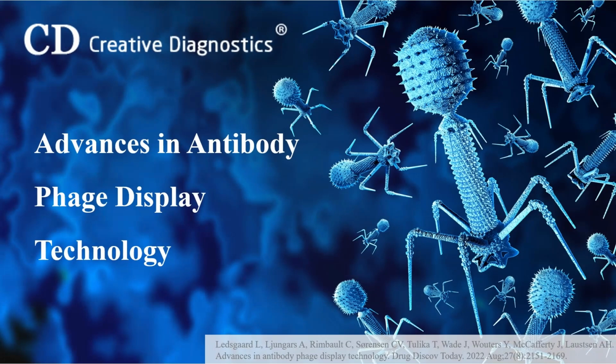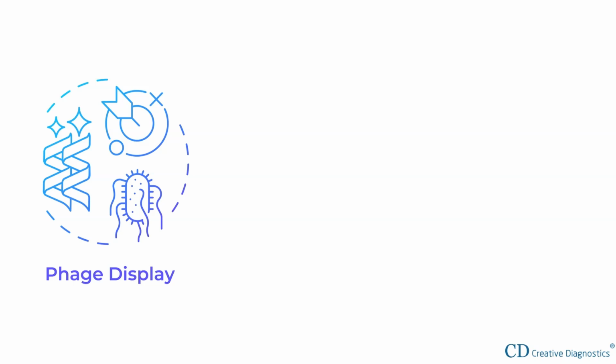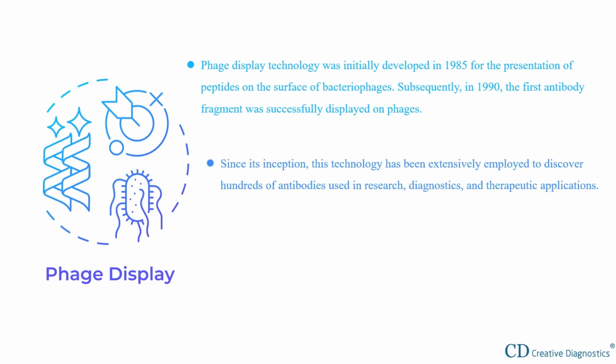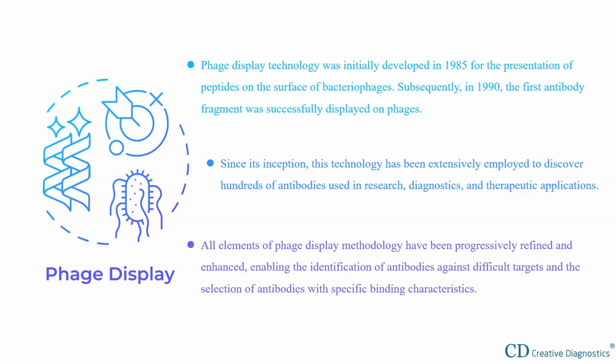This video we are going to talk about the advances in antibody phage display technology. Phage display technology was first invented in 1985 for displaying peptides, and later in 1990, the first antibody fragment was displayed on phages. Since then, the technology has been successfully used to discover hundreds of antibodies for research, diagnostic, and therapeutic applications, including more than 14 clinically approved antibodies.